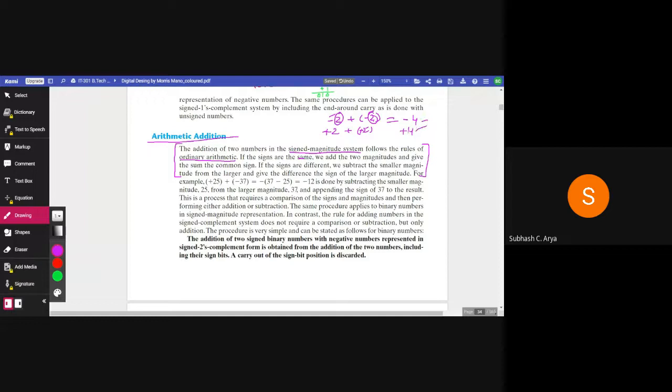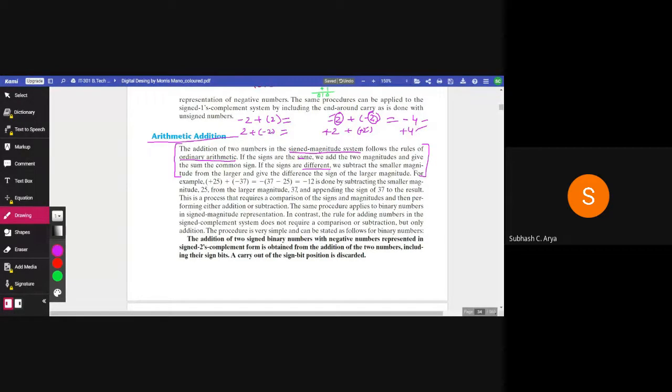This we already know. This is what is telling that addition of two numbers in sign magnitude system follows the rules of ordinary arithmetic. This is one thing. Second case, if the signs are different, suppose this is 2, we want to add +2, or 2 plus -2. Both cases may be there. I am taking simple example. We subtract the smaller magnitude from the larger.